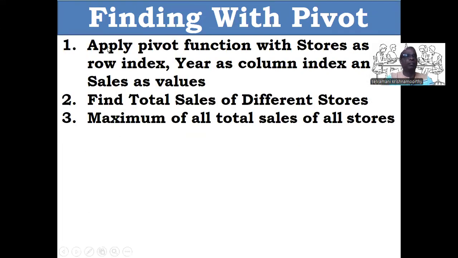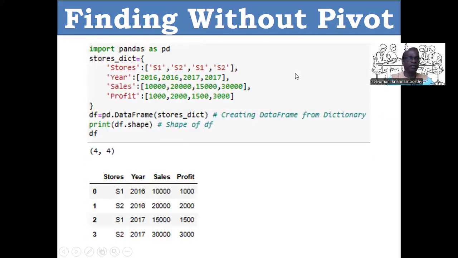See, apply the pivot function with stores as row index, year as column index. In the previous case, the row indexes are 0, 1, 2, 3. Column indexes are stores, year, sales, profit. Now the stores I want to make a row index. This year I want to make a column index. Sales only, no need to worry about profit. Sales as the values. That is what it means.